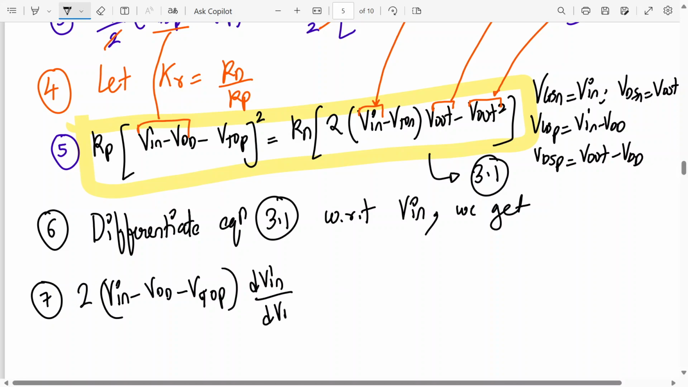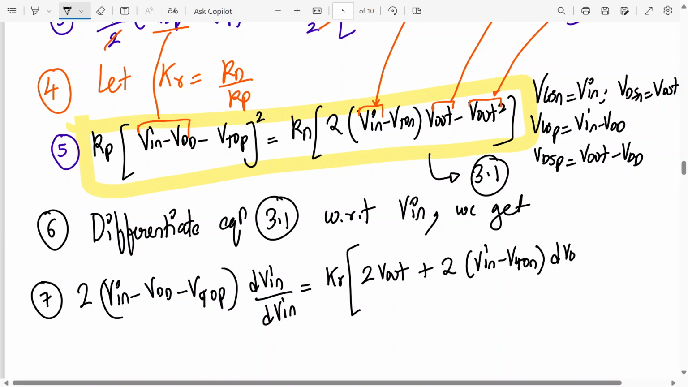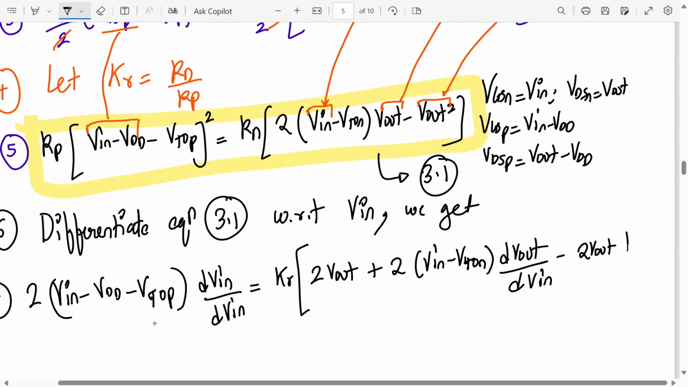So that is equal to, there it will come kr. Remember that. Then it will be twice V out plus twice V in minus VTON, dV out minus V in, and your x square will be V out square, twice V out dV out by dV in. I hope I've written it correctly.